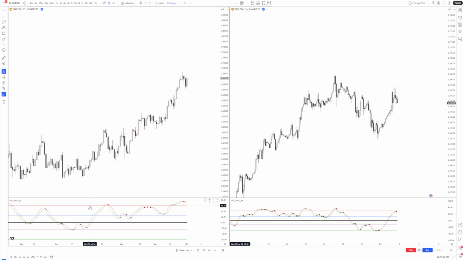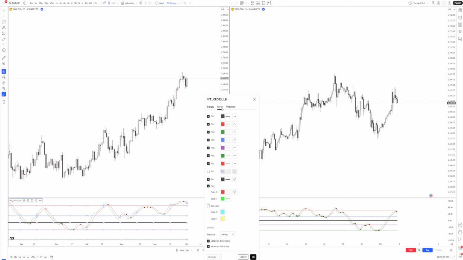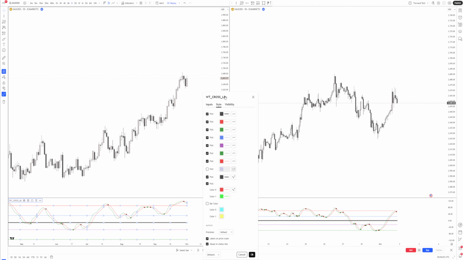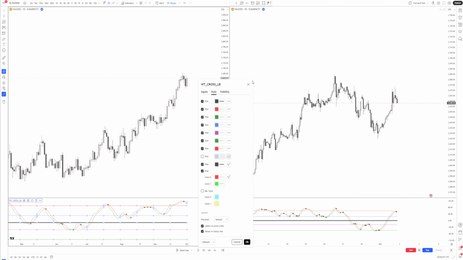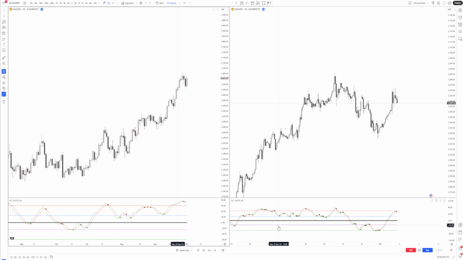It's called the WaveTrend cross. This is what it is. And very simply, you just want to select these styles as seen on screen here. The inputs are exactly the same, nothing to do with the inputs, just the style. And then you just copy it over to the 1 hour. Once you have that set, you have got some lines coming across. You've got the thick black line, which is the 0 line, as you can see at the bottom here.